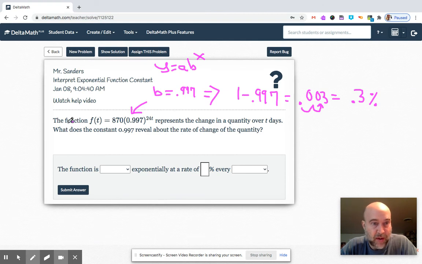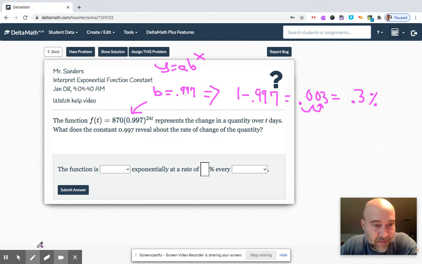less than 1. In the context, I didn't read the problem very well on this one, but that's okay. The function f of t, the growth starts at 870. We have a decrease of 0.3% every 24 days. T is days, so every 24 times. If you had 1 day, that would be to the 24th power. That looks like hours because there are 24 hours in a day, so just making that link, even though they didn't say it. It represents the change in quantity over t days. What does the constant 0.997 reveal about the rate of change of this quantity?